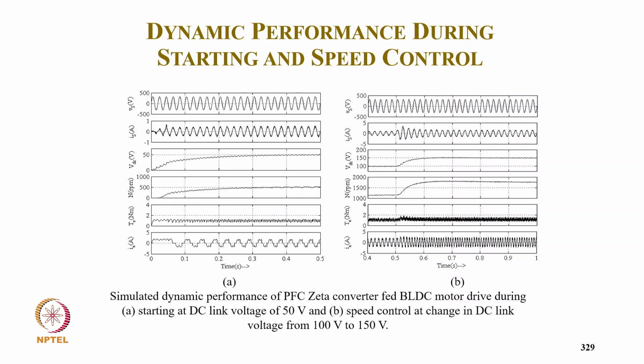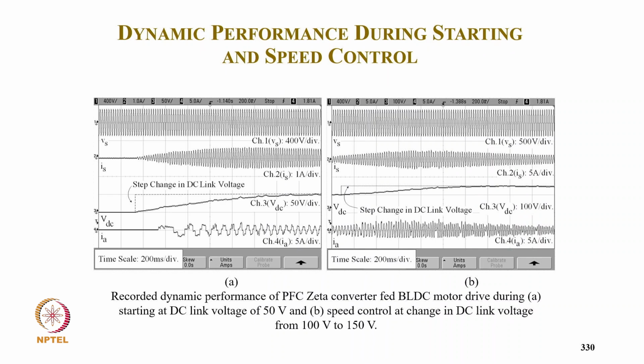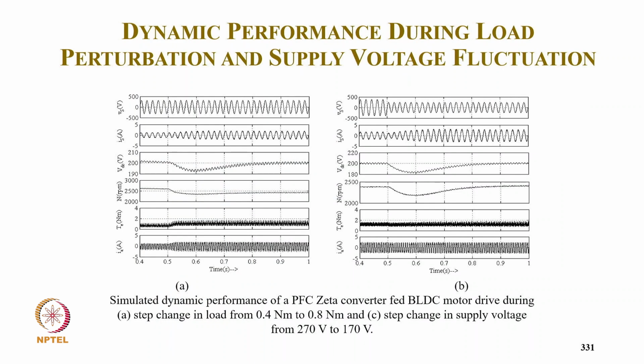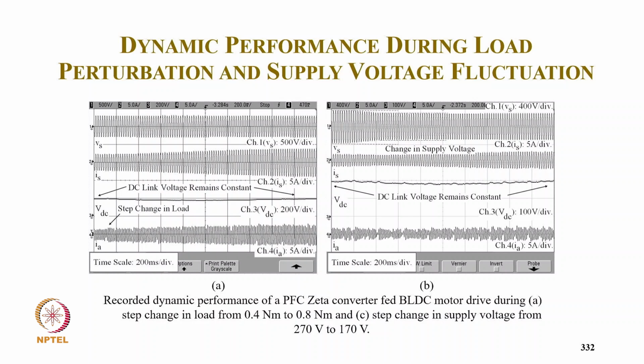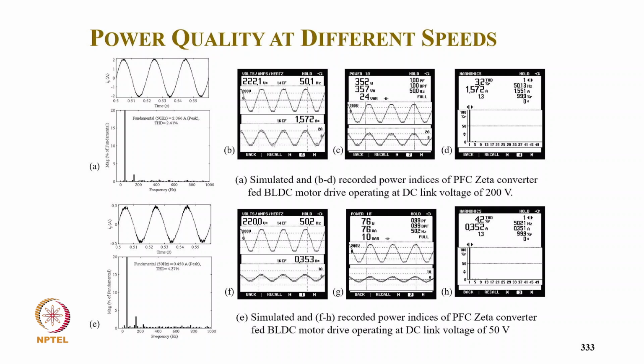Typically the starting performance at 50 volt, and then the speed is changed from 1000 rpm to 1500 rpm, varying the DC link voltage from 100 to 150 volt, and supply current remains sinusoidal and in phase with the supply voltage. So this is the experimental result at the starting as well as a step change in DC link voltage for control of speed. Then the load change, and typically the supply voltage from 270 to 170, how the control is there. Then the dynamic performance for DC link voltage, load change, and AC supply voltage change.